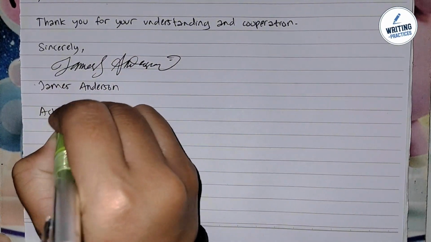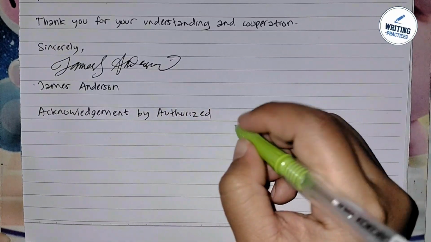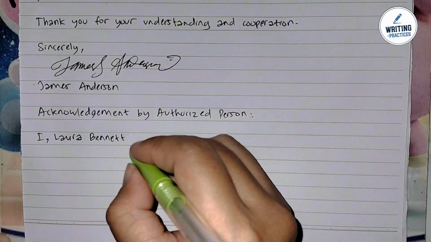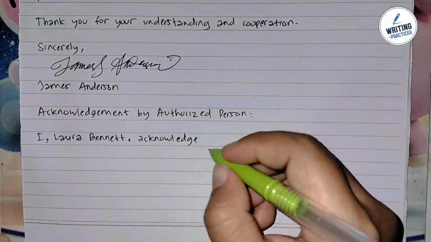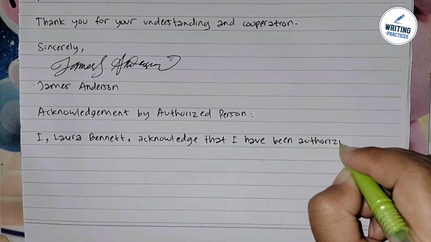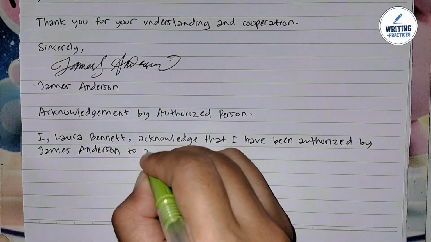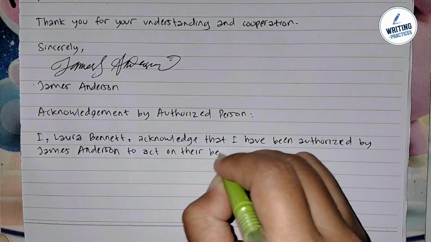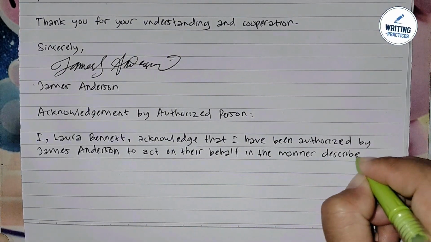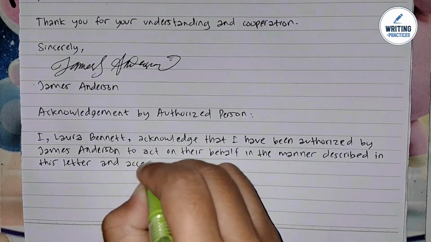Not only that, write also an acknowledgement by the authorized person. This section is for the authorized person to acknowledge their responsibility and authority. Yes, the authorized individual should state that they understand the responsibilities being granted to them. Here is the example of how to write it. Acknowledgement by authorized person. I, Laura Bennett, acknowledge that I have been authorized by James Anderson to act on their behalf in the manner described in this letter and accept this responsibility. And it should be followed by the signature of the authorized person, as well as their printed name.